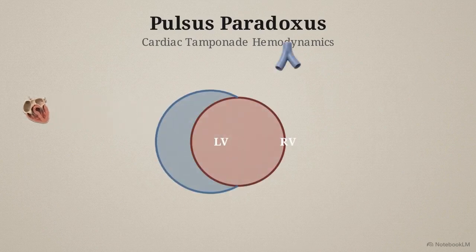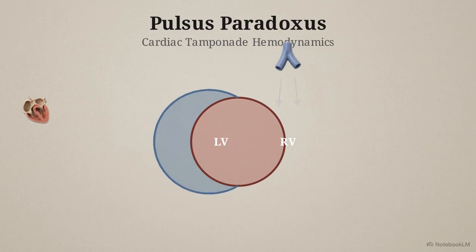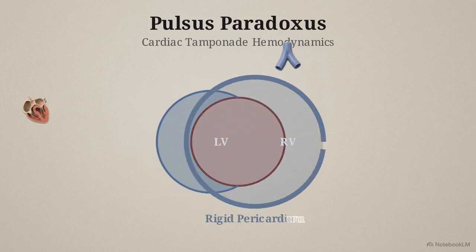In a normal heart, taking a deep breath draws venous blood into the right ventricle, expanding the outer wall harmlessly outward. Now introduce the tamponade. The outer pericardium is rigid with fluid. When the right ventricle fills during inspiration, it has nowhere to expand but inward.